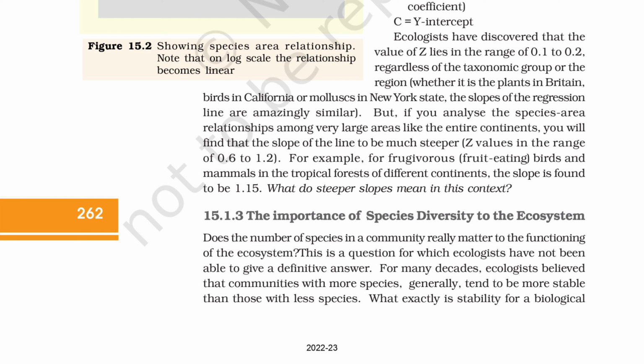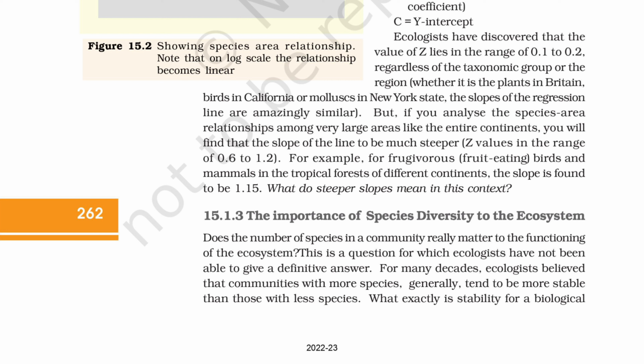But if you analyze the species area relationships among very large areas like the entire continents, you will find the slope of the line to be much steeper, Z values in the range of 0.6 to 1.2. For example, for frugivorous fruit-eating birds and mammals in the tropical forests of different continents, the slope is found to be 1.15. What do steeper slopes mean in this context?